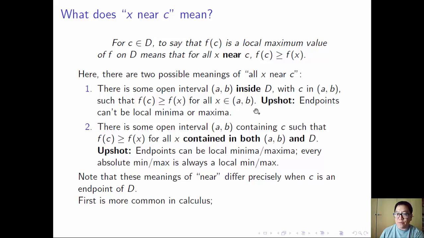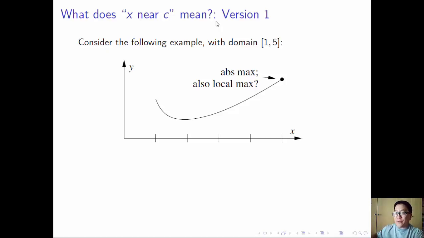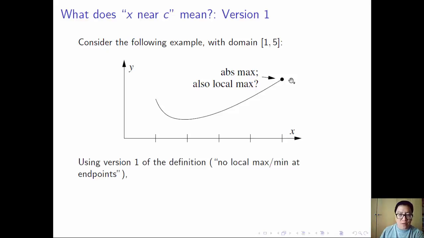The first one, like I said, is more common in calculus, and the second is often used in higher level courses. So again, that was probably way off in the ether for most folks who have seen this for the first time. So let's consider a concrete example with the domain [1, 5]. Let's look at this point over here. This point is pretty clearly, I hope you can see, the absolute maximum y value that this function can attain on the interval [1, 5]. But is it also a local maximum? That's actually the subtlety in the definition in question.